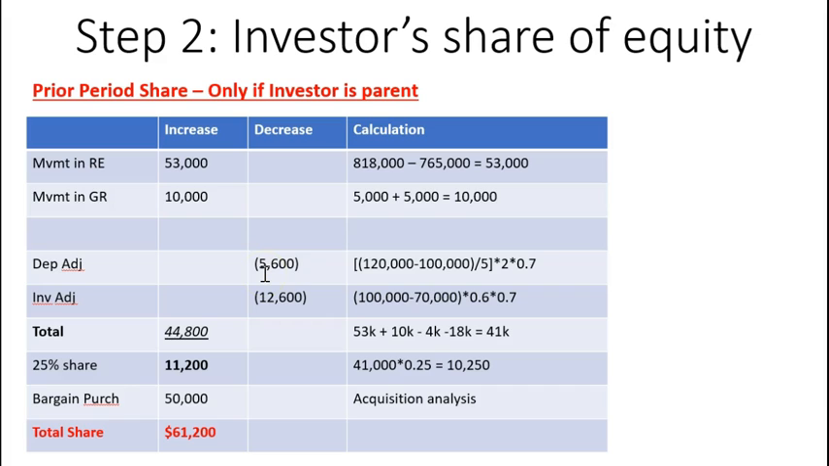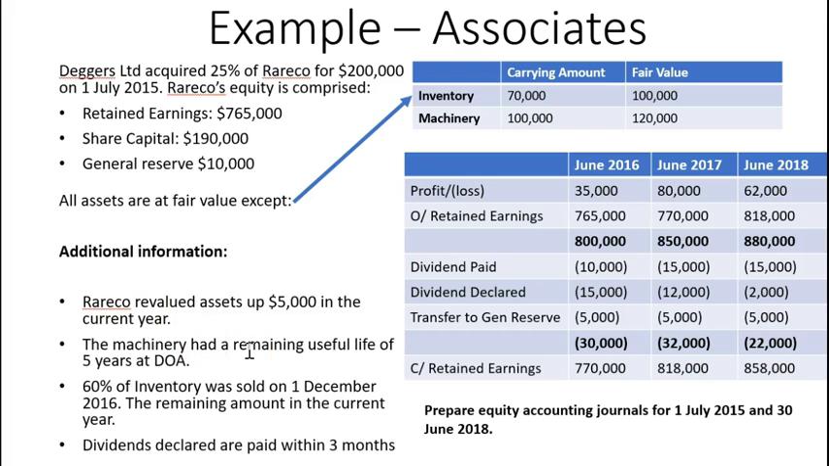Now, our next one is our depreciation adjustment. Again, we look back here, and we can see that at the date of acquisition, the machinery had a carrying amount of $100,000, but its fair value was $120,000. From our point of view, Deggers Limited, who is the investor, we need to use the $120,000 fair value at the date of acquisition as our cost base. But Rareco will be using $100,000 as their cost base, or their carrying amount.